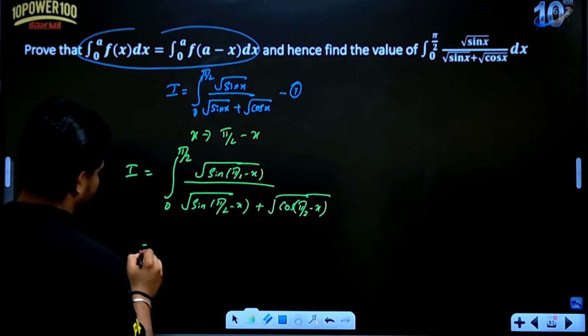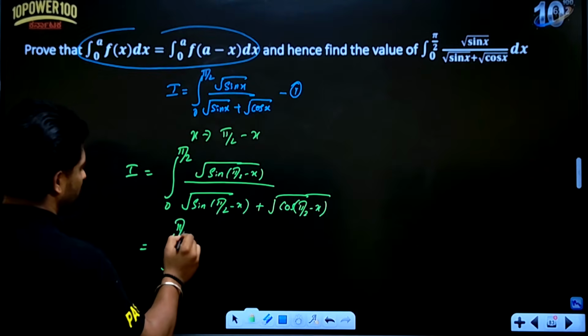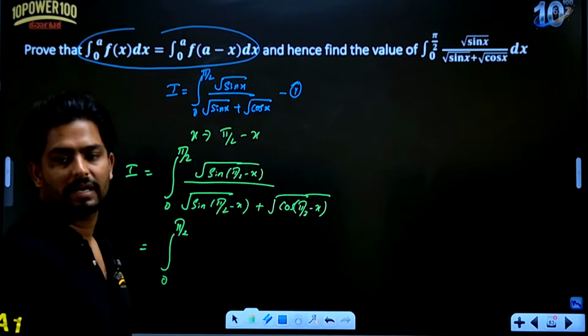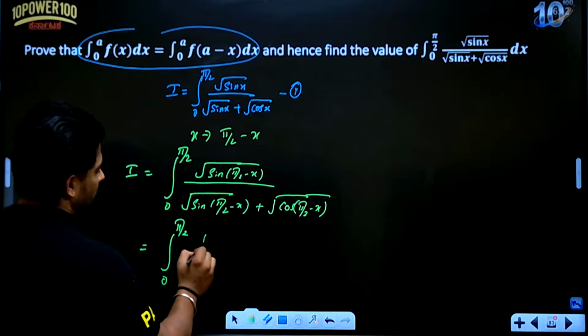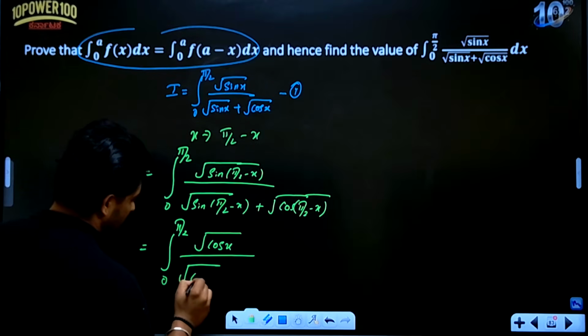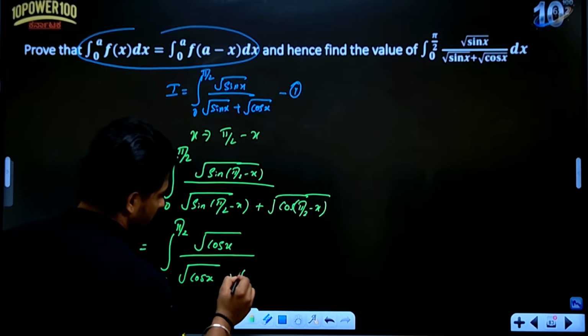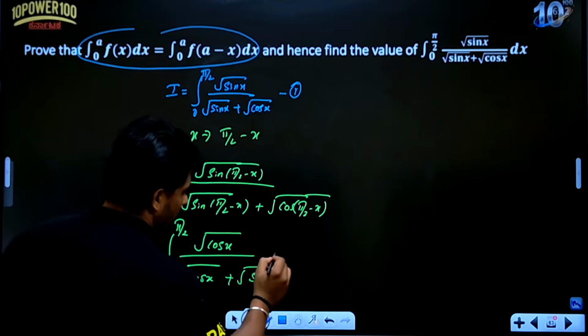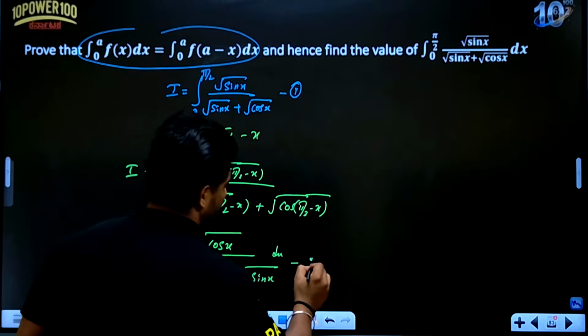Okay, so we can write this as the integral from 0 to pi by 2 of sin(90 minus theta). Sin(90 minus theta) is actually cos theta, right? So it becomes cos x, and this becomes sin x, and this is dx. So this is equation number 2.